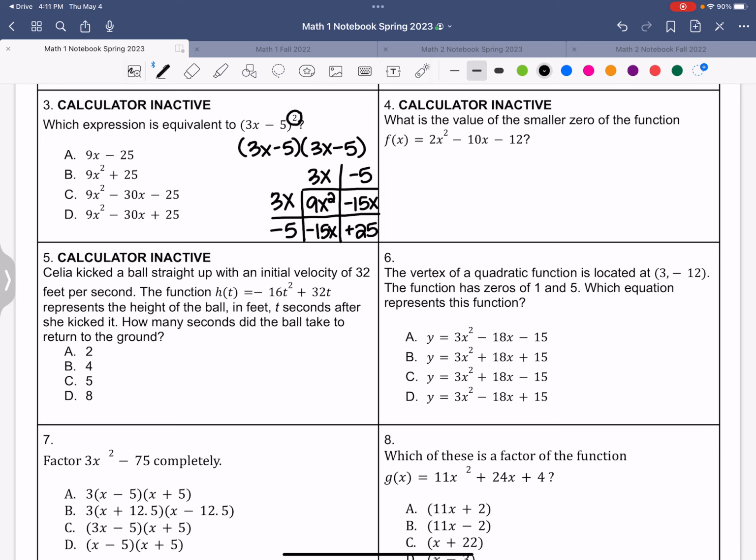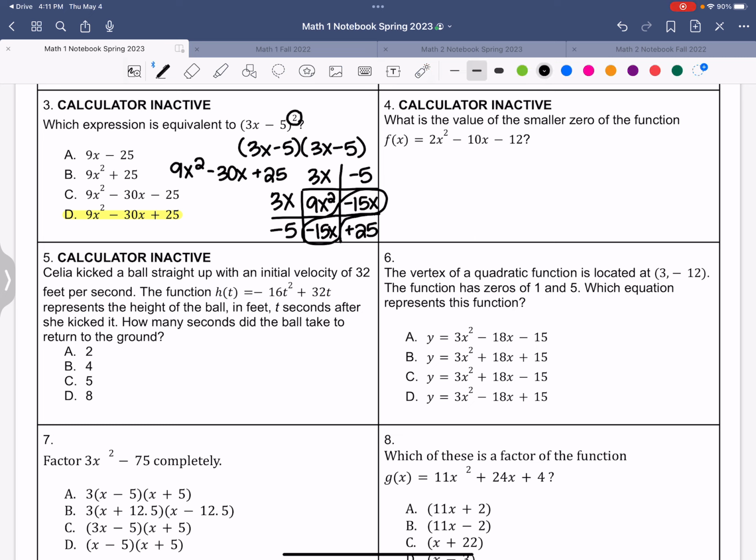All right, and then we can combine some of these like terms, -15x and -15x. That will combine to be -30x. So we have 9x squared minus 30x plus 25. And that is D. Be careful on your signs here. Notice how closely these two are related.